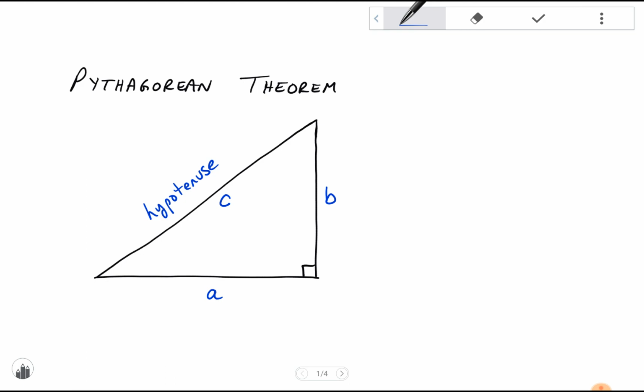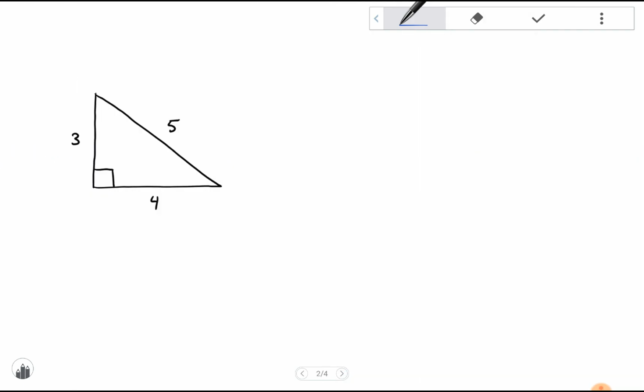And so what Pythagoras figured out was that if we take length A, square it, add that to length B, square it, we will get length C squared. So this equation here is true for all right angle triangles. A squared plus B squared equals C squared. Now let's use this in a couple examples.